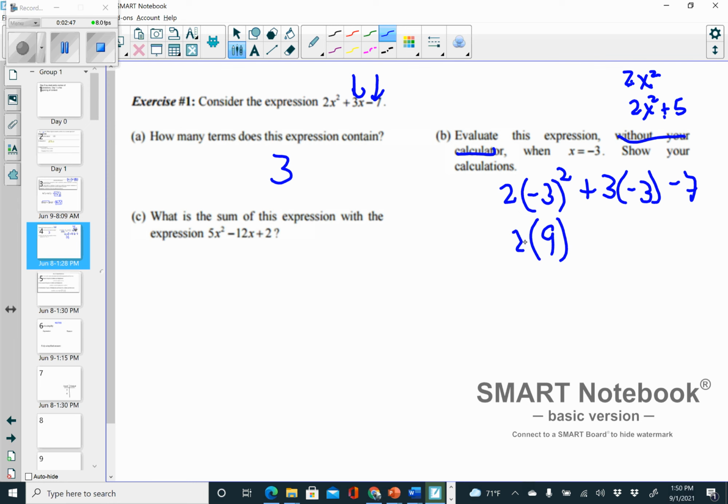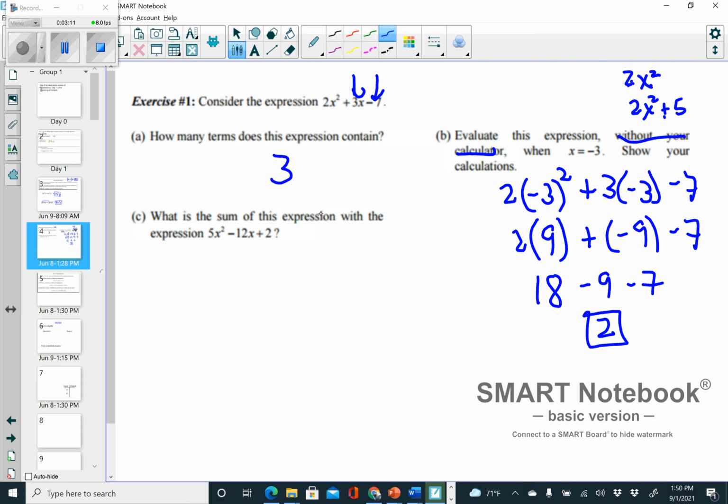So this problem really becomes 2 times 9 plus 3 times -3 is -9 minus 7. 2 times 9 is equal to 18. Minus 9, plus a negative is a minus, minus 7. 18 minus 9 is 9. Minus 7 is equal to 2. So our final answer is 2. You can get that with the calculator as well.